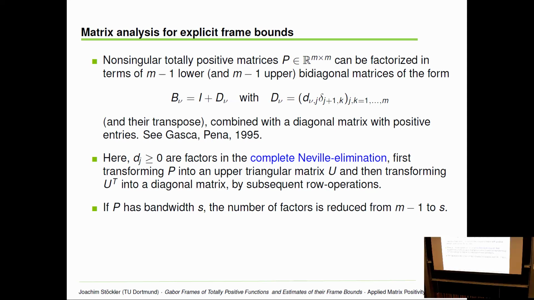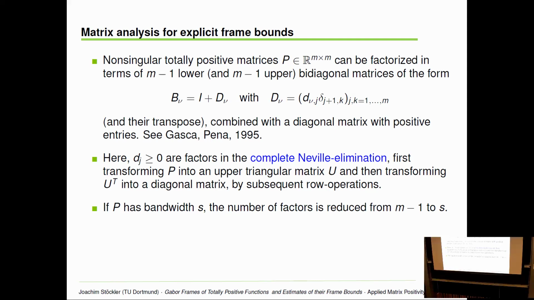Everything has to be non-negative in order to be suitable for totally positive matrices. So maybe we can take advantage of this. But we have rectangular matrices, etc. So it's not as straightforward as I hoped, and that's why the result in the end is a little short. Anyway, if P has bandwidth S, the number of factors is reduced from M-1 to S.